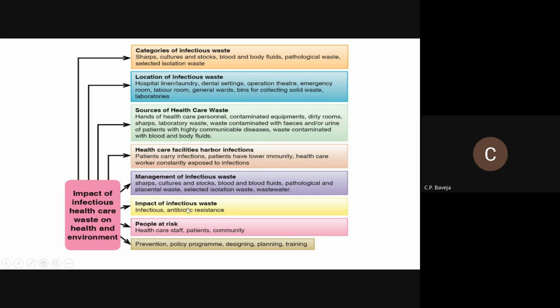Impact of infectious waste: it can produce infections, and if antibiotic resistant bacteria are there, a person gets the infection with these bacteria and it is very difficult to treat. People at risk: all healthcare staff, patients, and the community are at risk. Then prevention, policy, program designing, planning and training. Prevention is the only solution, and policy should be formulated, and planning and training should be given to persons on how to handle biomedical waste.